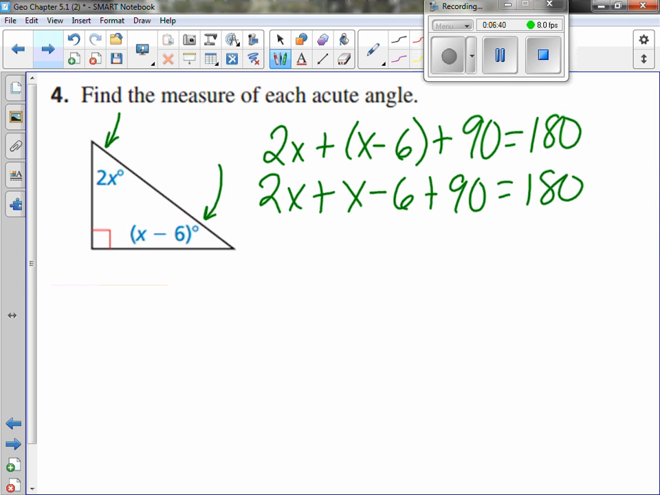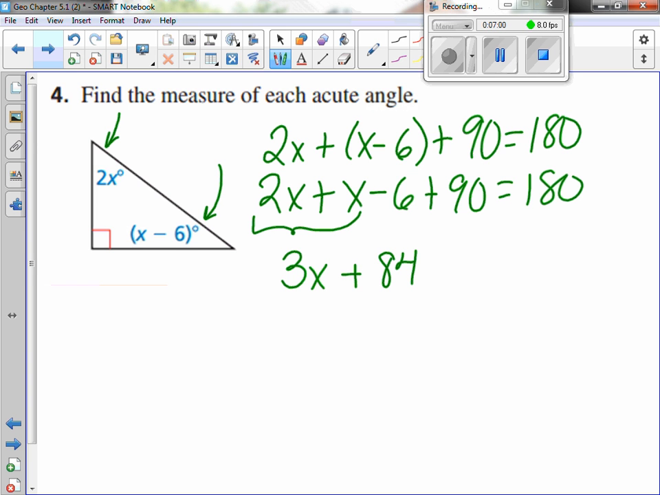And we can combine like terms. So 2x plus x would give me 3x, because I have how many of them? I have 3 of them. Now negative 6 plus 90 would be plus what? 84, because negative 6 plus 90, or 90 minus 6, would be 84.